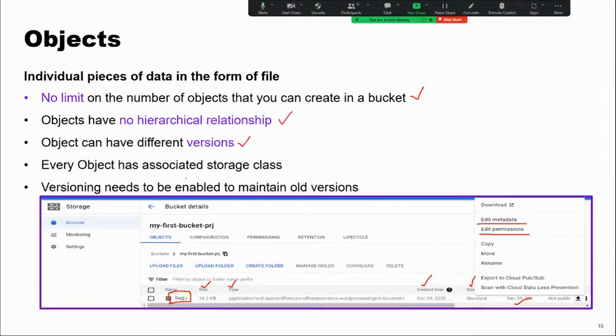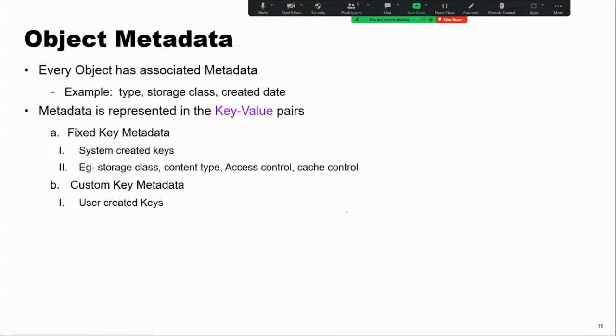Every object has an associated storage class. This will be inherited from the bucket. For example, if the bucket has a standard storage class and you keep a file, that file will also have the same storage class. Versioning needs to be enabled to maintain the old versions. And this is the object metadata.